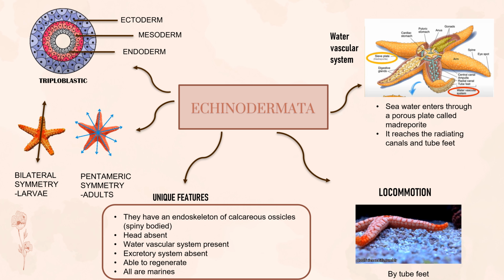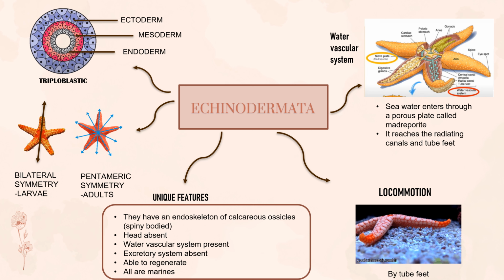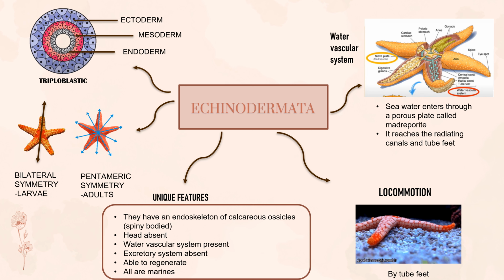For the water vascular system, seawater enters through a porous plate called the madreporite, and it reaches the radiating canals and tube feet. For these organisms to move, they move by tube feet. This phylum has unique features, which include an endoskeleton of calcareous ossicles, which means spiny bodied. They also have no head, a water vascular system present, no excretory system, are able to regenerate, and are all marine.